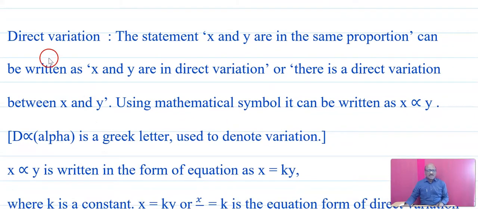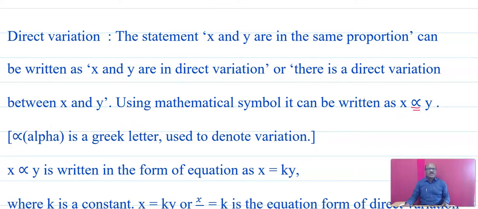Now, what is meant by direct variation? The statement X and Y are in the same proportion can be written as X and Y are in direct variation, or there is a direct variation between X and Y. Using a mathematical symbol, it can be written as X is proportional to Y, where alpha is a Greek letter used to denote the variation.